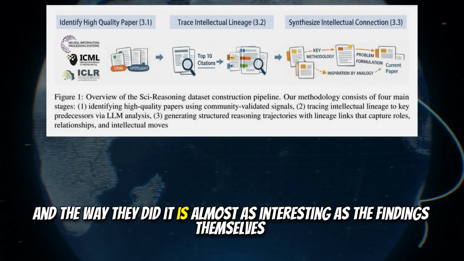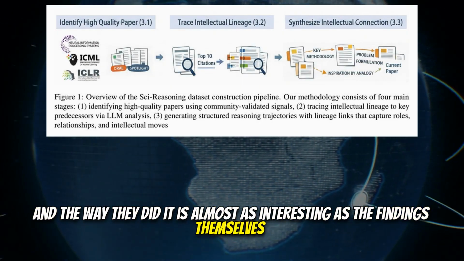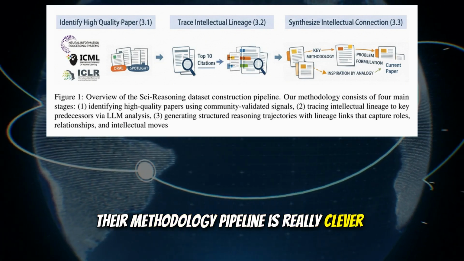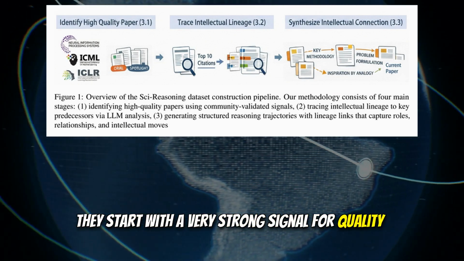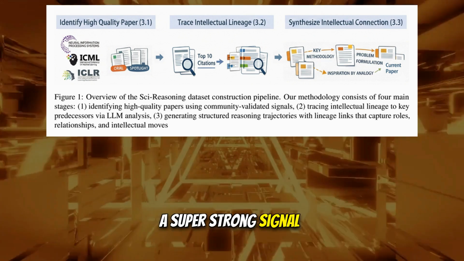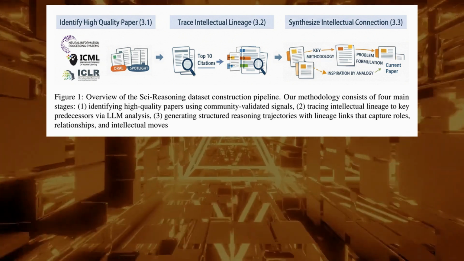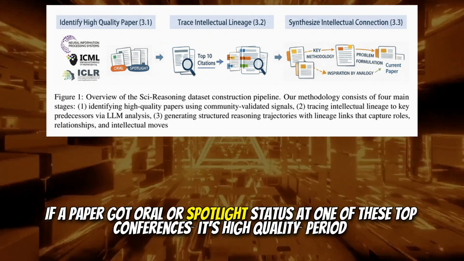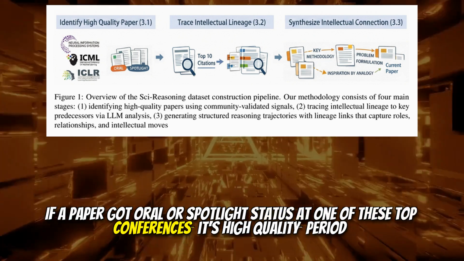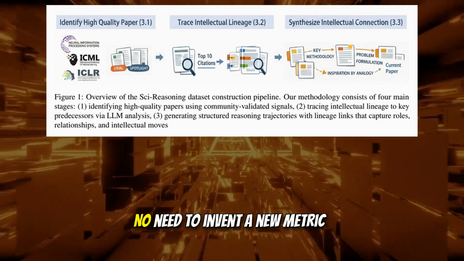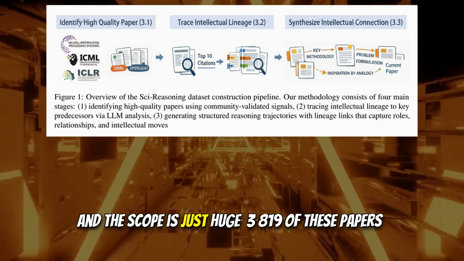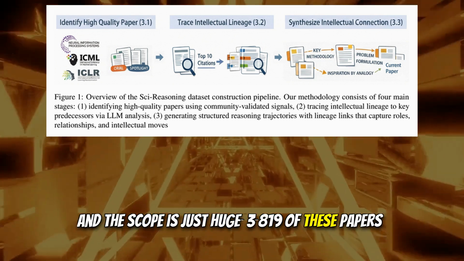And the way they did it is almost as interesting as the findings themselves. Their methodology pipeline is really clever. They start with a very strong signal for quality. Right. A super strong signal. They just use the community's own judgment. If a paper got oral or spotlight status at one of these top conferences, it's high quality, period. No need to invent a new metric. And the scope is just huge, 3,819 of these papers.